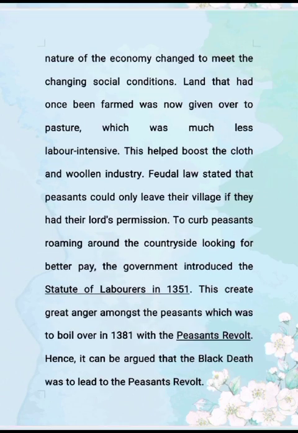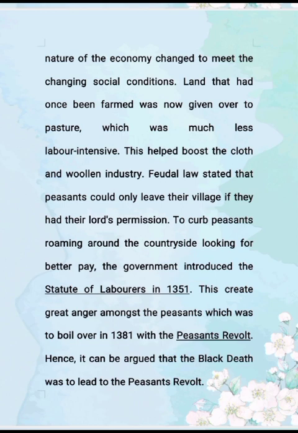The nature of the economy changed to meet the changing social conditions. Land that had once been farmed was now given over to pasture, which was much less labor intensive. This helped boost the cloth and woolen industry.